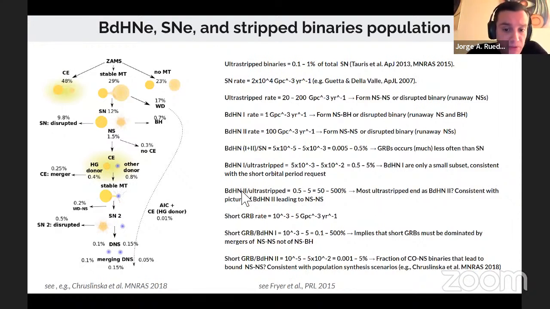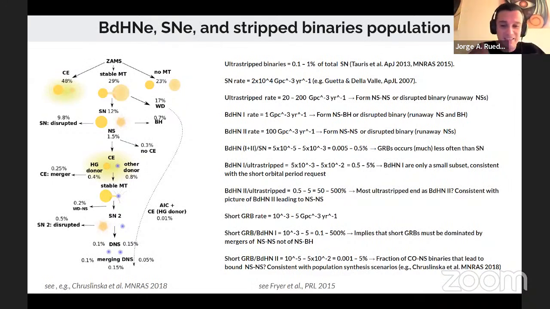And this is different from variation 2, which are the low luminous GRBs. If you make the ratio with ultrastrip, they can be between 50% and 100%. You cannot be more, but there are uncertainties in the rates, both in the rate of ultrastrip binaries and in the rates of GRB.